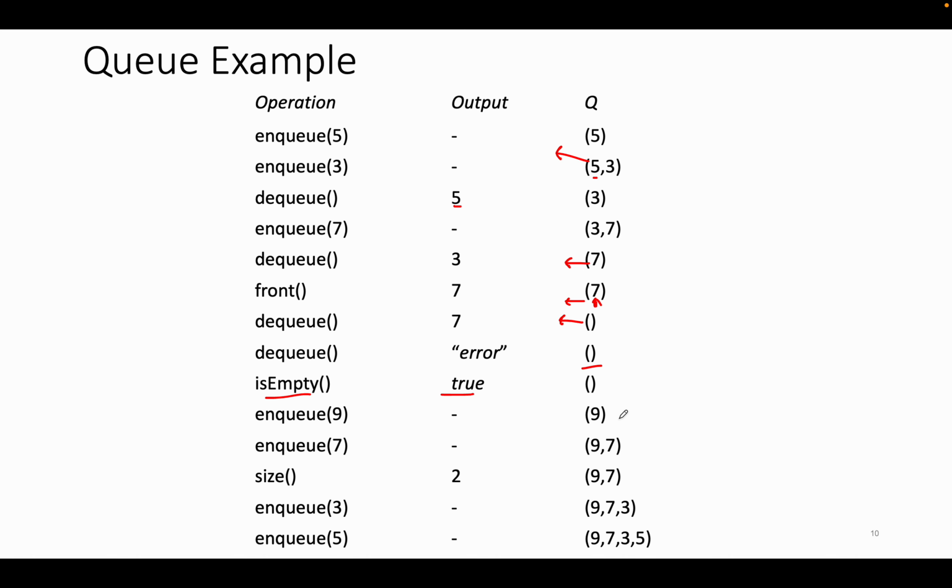Then you NQ numbers again, just 9 and 10, into the queue, and then you check the size. It gets the front and the rear one and takes the difference between these two positions, and then you get the size of the queue. Then you can NQ 3 and 5 back into the queue like this. Very simple.